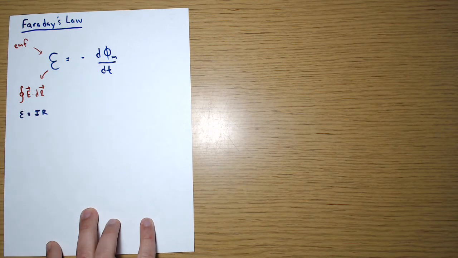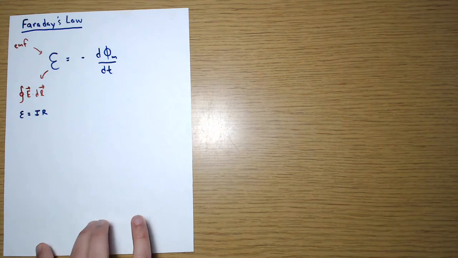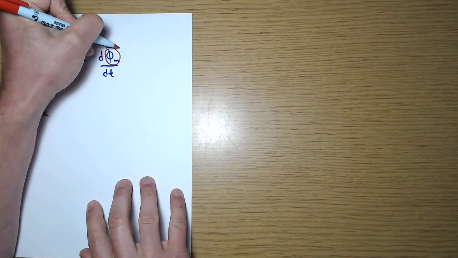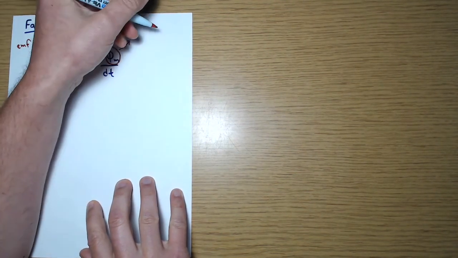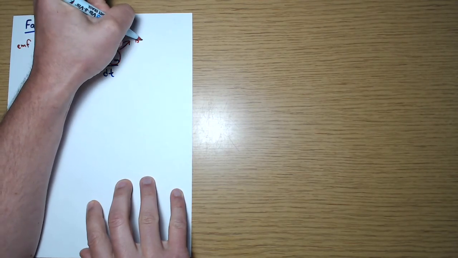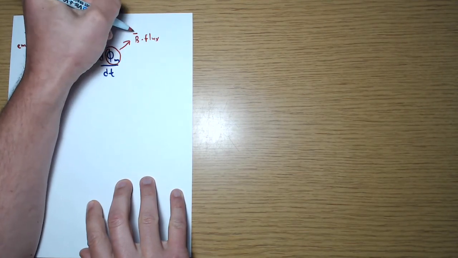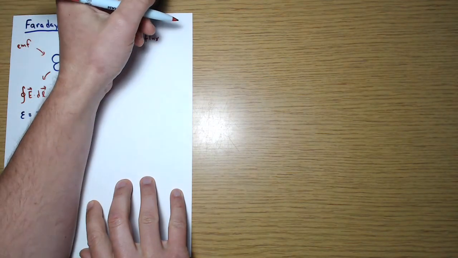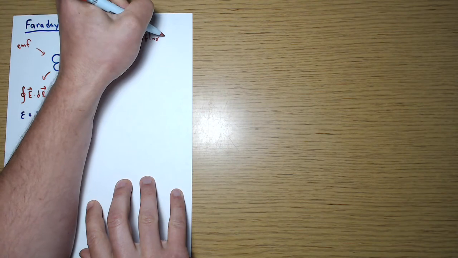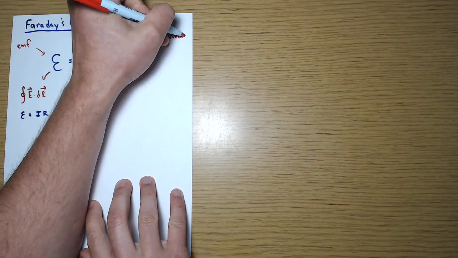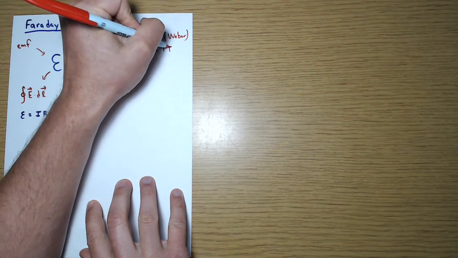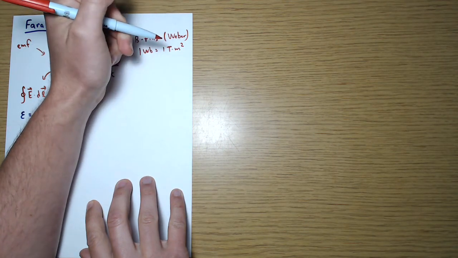So this phi sub m term is magnetic flux. And we use the symbol B to designate magnetic field. The units of magnetic flux are the Weber. And 1 Weber is equal to 1 Tesla per meter squared.